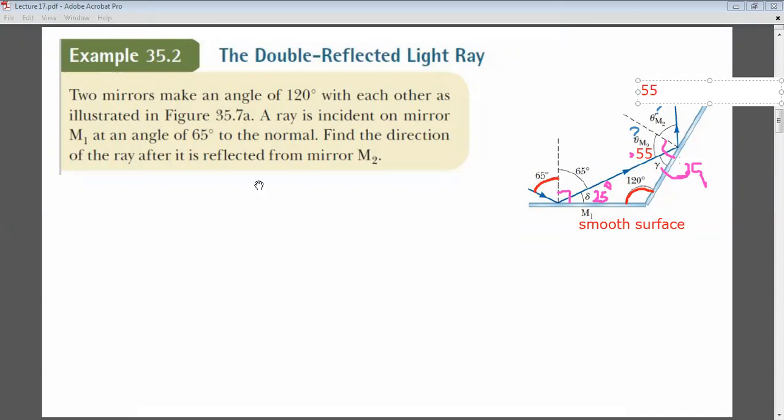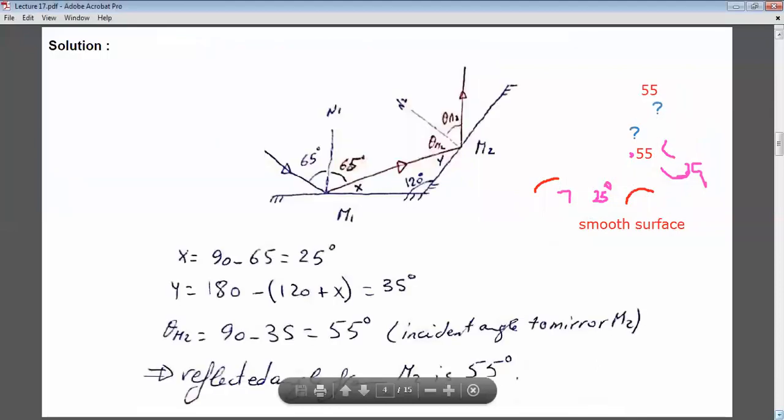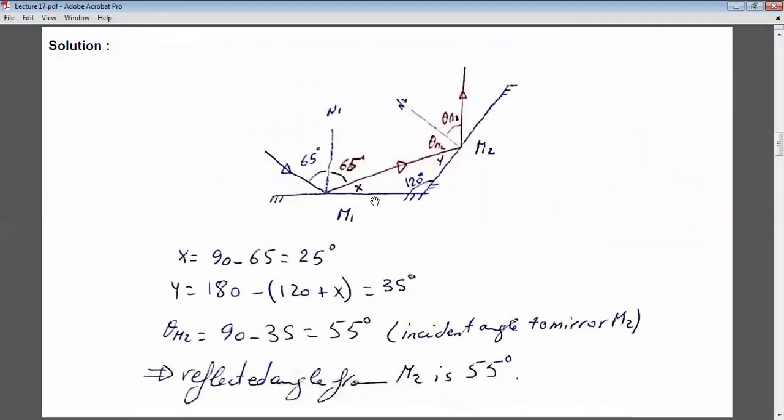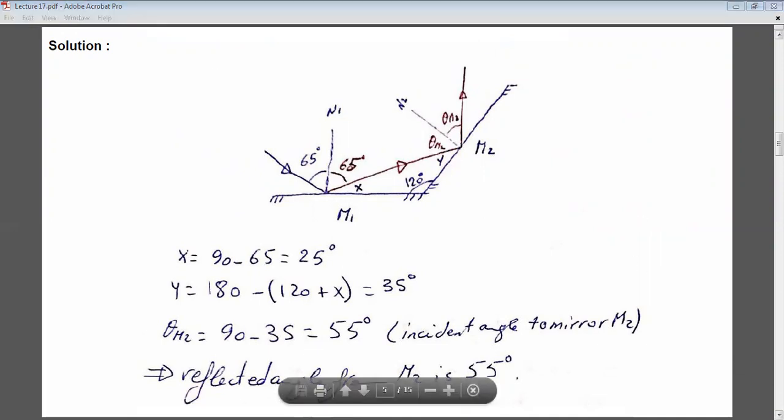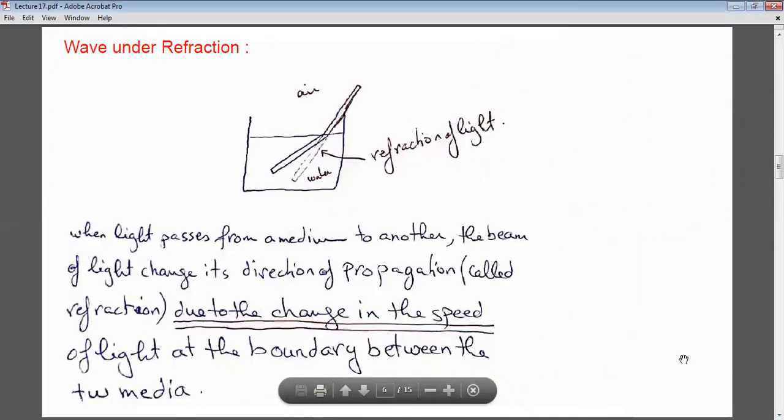You can find the full answer over here. First, I calculated this angle X, which is 90 minus 65. Then I calculated angle Y, which is 180 minus 120 minus X, and this is 35. But this angle is 90, so this angle is 55, and it's the same as theta 2. So this is wave under reflection.